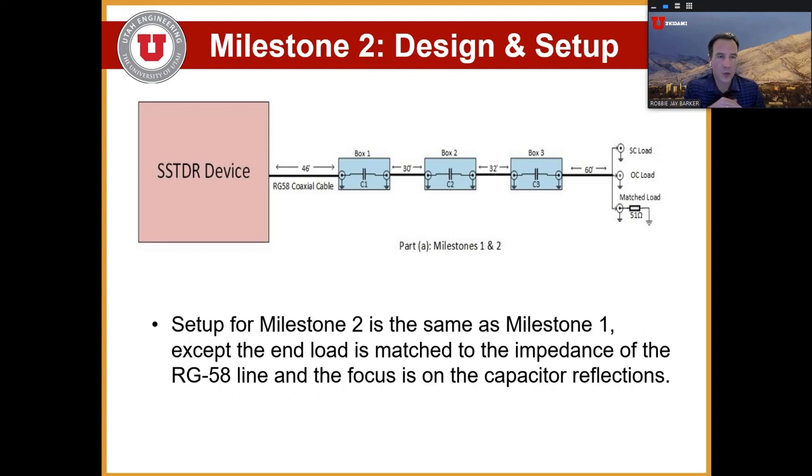The difference here is we wanted to use a matched load at the end so that, instead of focusing on the transmitted signal, in other words the signal that reached the end load and came back to the SSTDR device, we could focus on the reflections at the capacitors themselves. And by matching the load, we eliminate the end load reflection.